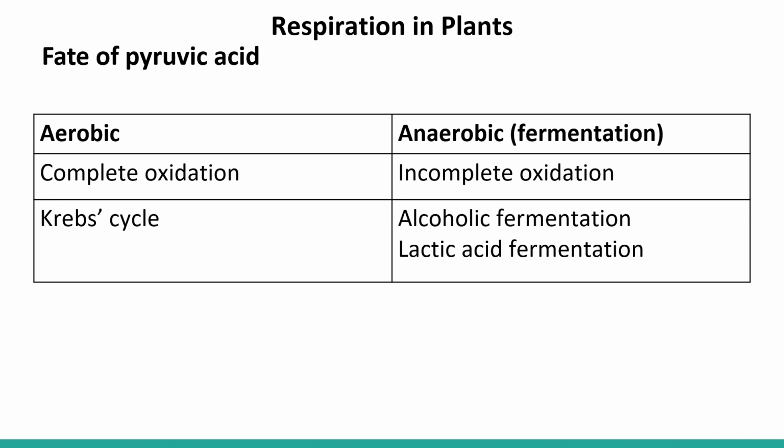Now pyruvic acid, which is formed at the end of glycolysis, can either enter the aerobic pathway or the anaerobic pathway. If it enters the anaerobic pathway, there is incomplete oxidation of glucose. Anaerobic respiration is also known as fermentation, meaning no oxygen is required. Fermentation is of 2 types, alcoholic fermentation and lactic acid fermentation. Whereas if the pyruvic acid enters the aerobic pathway, then complete oxidation of glucose takes place with the help of the Krebs cycle.